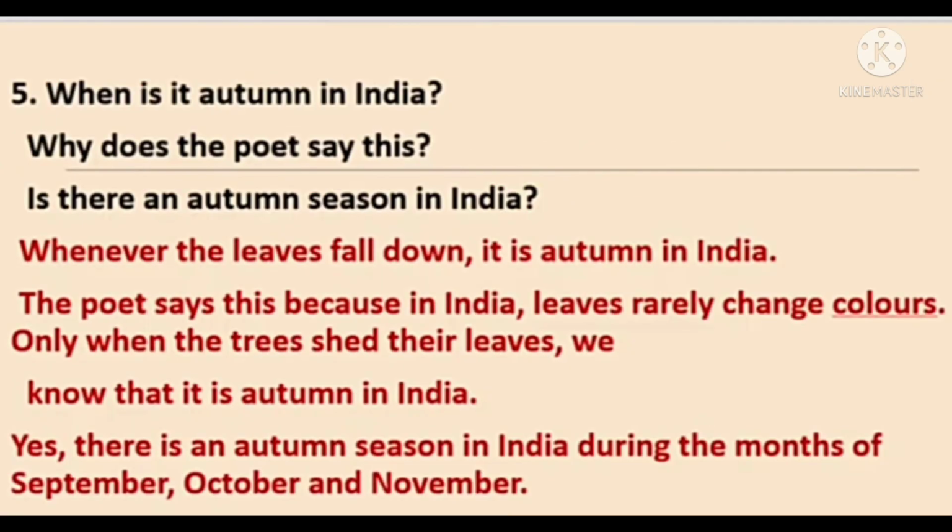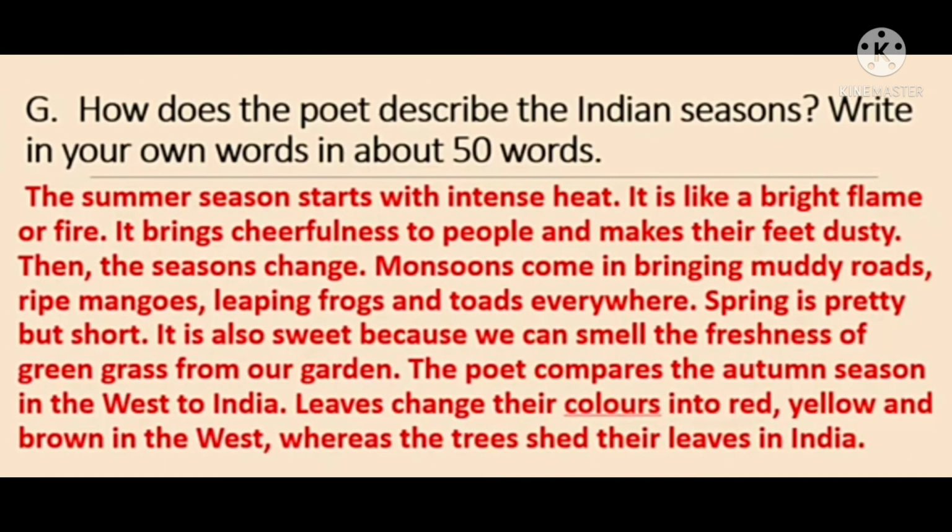Question number 5. When is it autumn in India? Why does the poet say this? Is there any autumn season in India? Whenever the leaves fall down, it is autumn in India. The poet says this because in India, leaves rarely change colors, only when the trees shed their leaves do we know that it is autumn in India. Yes, there is an autumn season in India during the months of September, October, and November. And the last question: how does the poet describe the Indian season? Write in your own words in about 50 words.